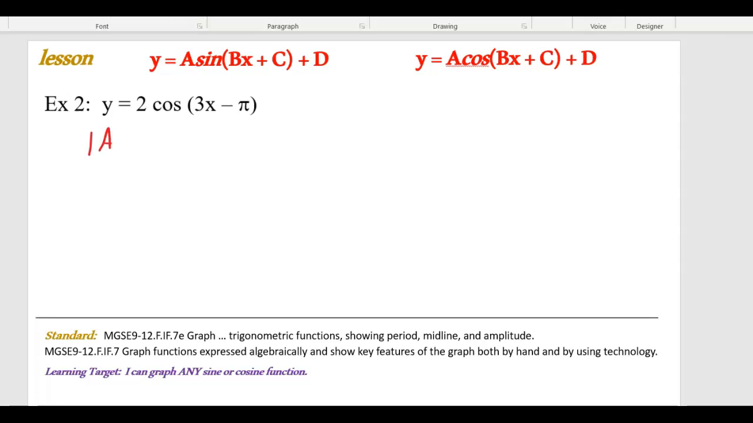So the absolute value of A is my amplitude. Absolute value of 2 is 2. The period is 2 pi over the B value. So here's my period. Here's my amplitude. Of course, I'm moving faster because at this point we are experts at amplitude and period. And then the phase shift is the opposite of C. So C is understood to be negative pi. So the opposite is pi over our B value, which is 3. So my phase shift is pi over 3.